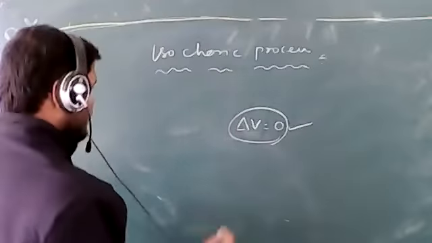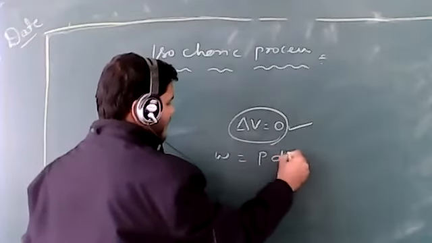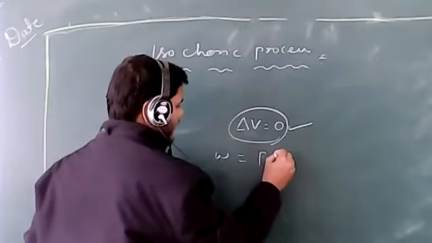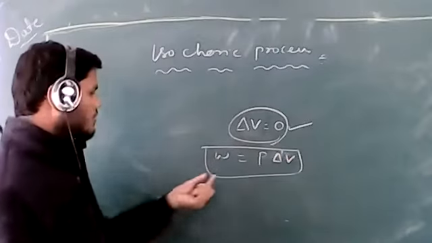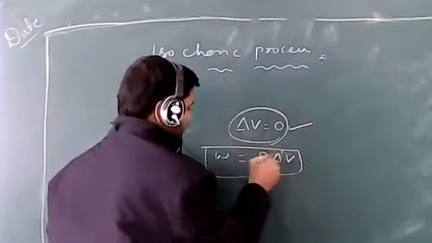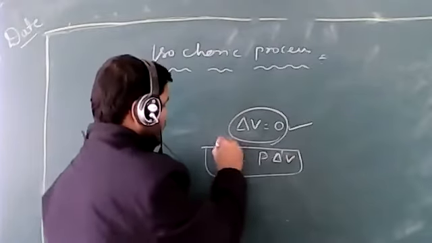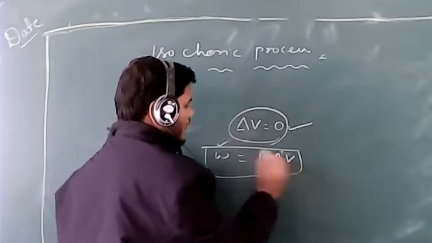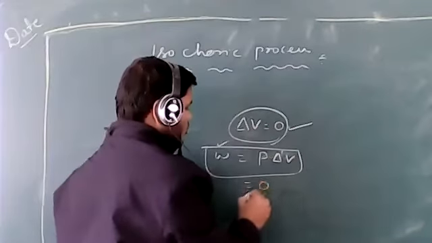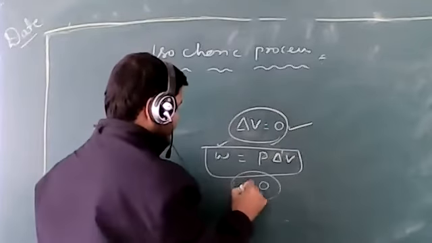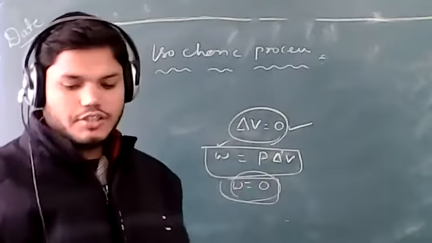You already know the definition I have proved, that W equals P delta V. That is the work done formula when you supply heat to a system. As delta V is 0, the work done will also be 0. So in this process, W equals 0.